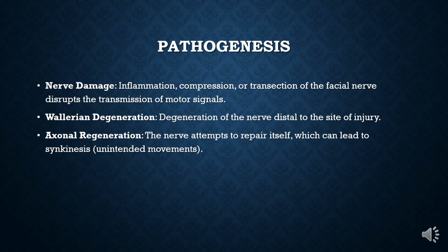Next is the pathogenesis. Bell's palsy can occur due to nerve damage due to inflammation, compression, or transection of the facial nerve, which disrupts the transmission of motor signals. Or there may be Wallerian degeneration, that is degeneration of the nerve distal to the site of the injury. And in some cases, it may be due to axonal regeneration. That is when the nerve attempts to repair itself, which can lead to synkinesis or unintended movements.